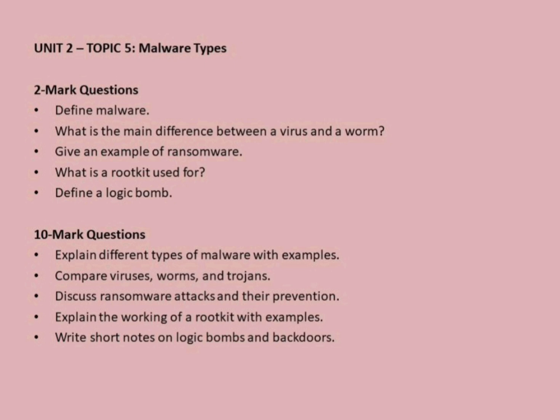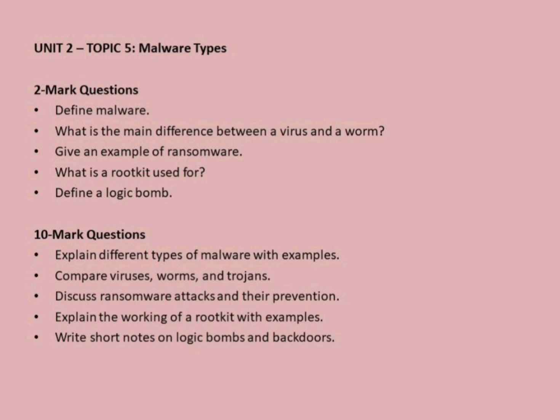Rootkits. Rootkits allow attackers to gain hidden, privileged access to a system. They conceal malicious activities and make them difficult to detect. For example, a rootkit might hide spyware that monitors keystrokes. Logic bombs. These are malicious codes triggered by specific conditions, like a certain date or action. For example, a disgruntled employee may plant a logic bomb that deletes company data when their account is disabled.